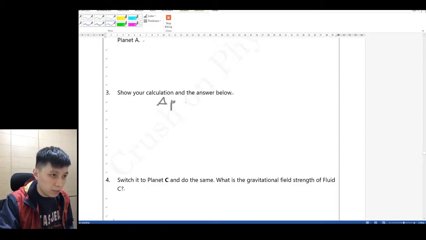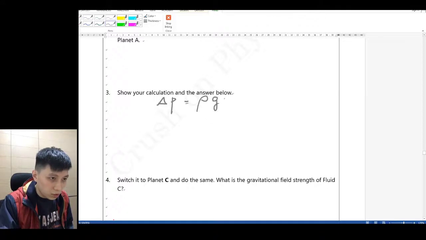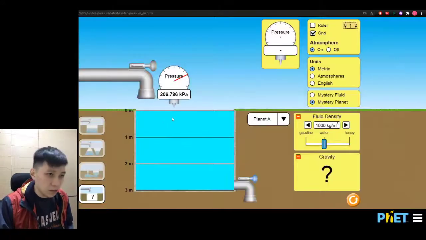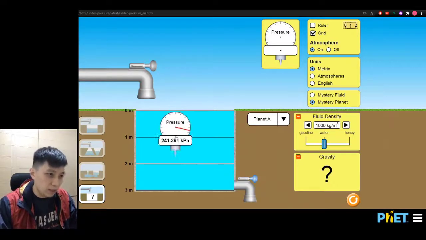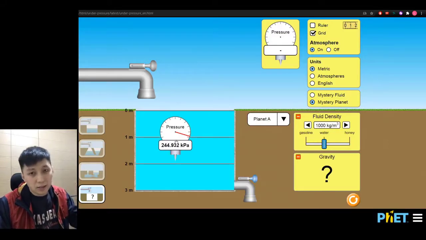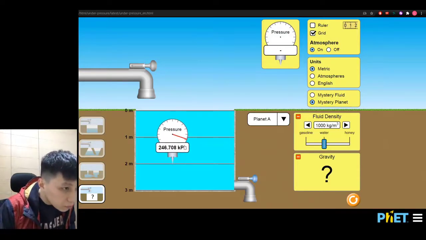Delta P, pressure, equals rho G delta H. Be careful, these two are different symbols. P is written this way, rho is written this way. So again, I'll just play safe, do 0 meter and 1 meter. Again, if you like to, you can do other things. You can actually do 1 meter and 2 meter, because when they subtract, the delta H is still 1. Anyway, it will still work all the same. Or maybe I'll do it this time then.